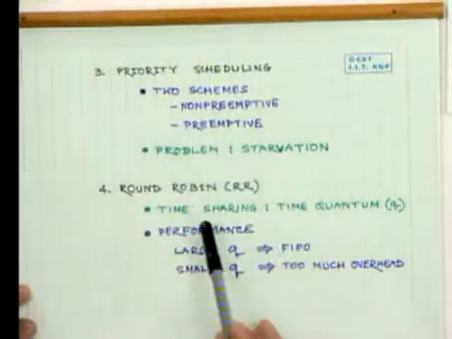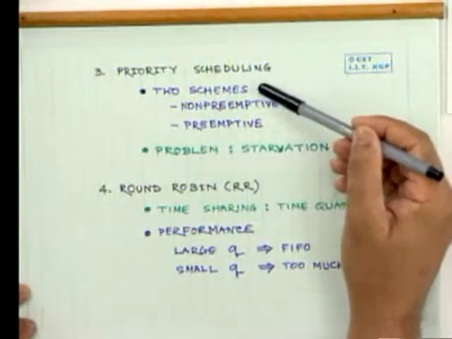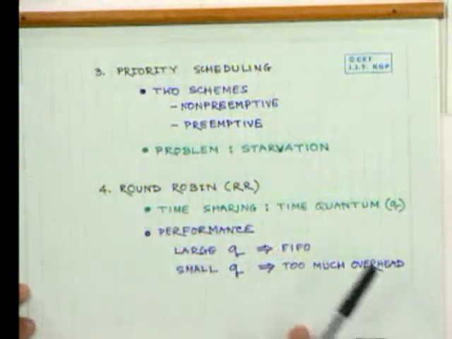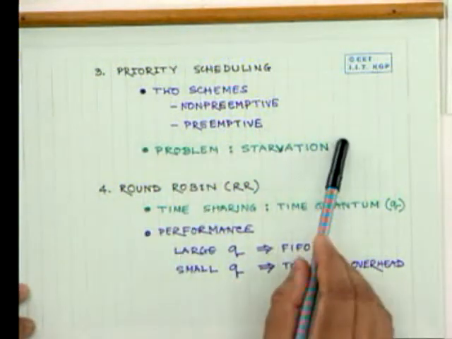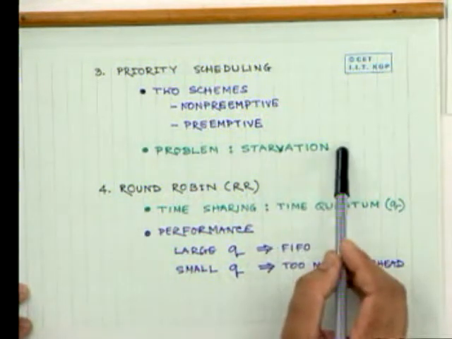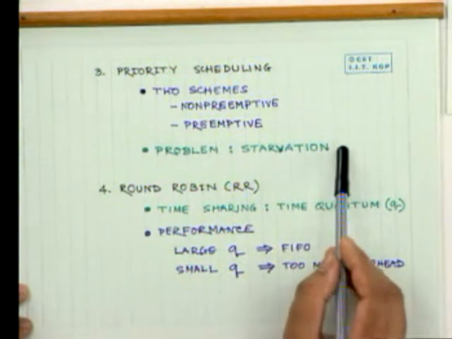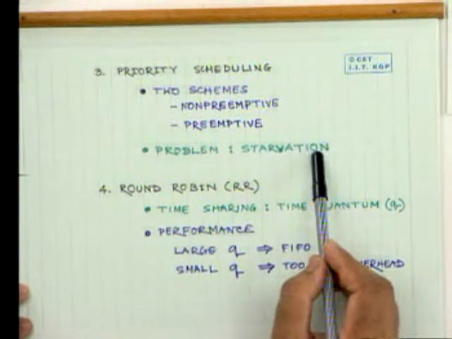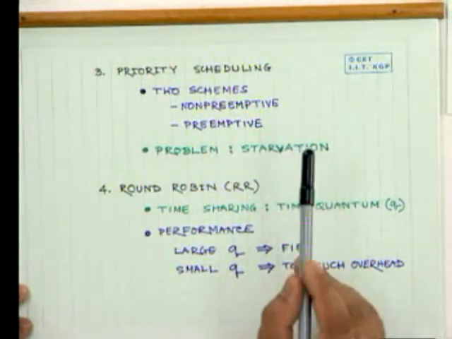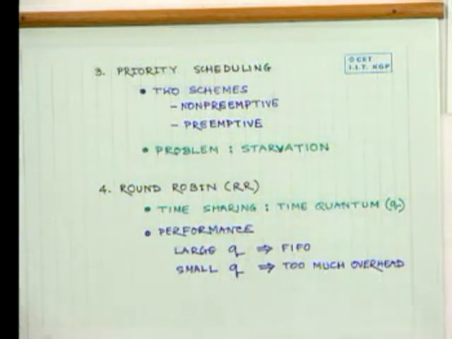The third algorithm that we discussed is priority scheduling. Here also two schemes may be there: one is non-preemptive and the other is preemptive. The problem is once more starvation. Low priority processes may not get the processor, and the solution, as we saw, is aging. That means increase the priority with aging.